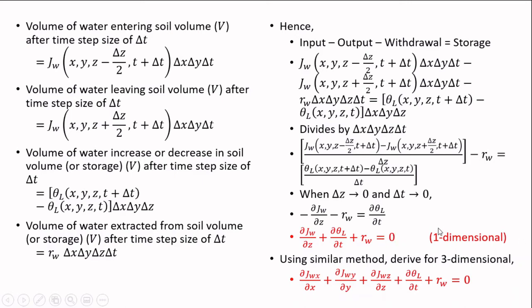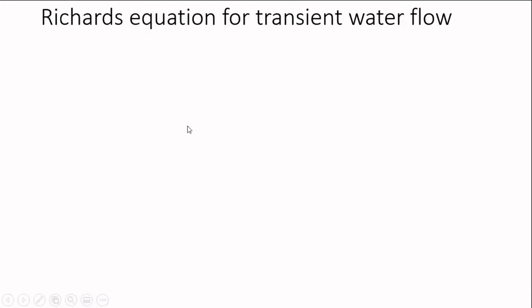So this is a one-dimensional equation, and of course we can expand this equation into three-dimensional. Initially we only have z, and now we include x and y into the equation. So we end up with a three-dimensional flow equation for soil water content. The equation that we derived from the previous slide can now be used for further expansion, so that we can come to a more specific equation.